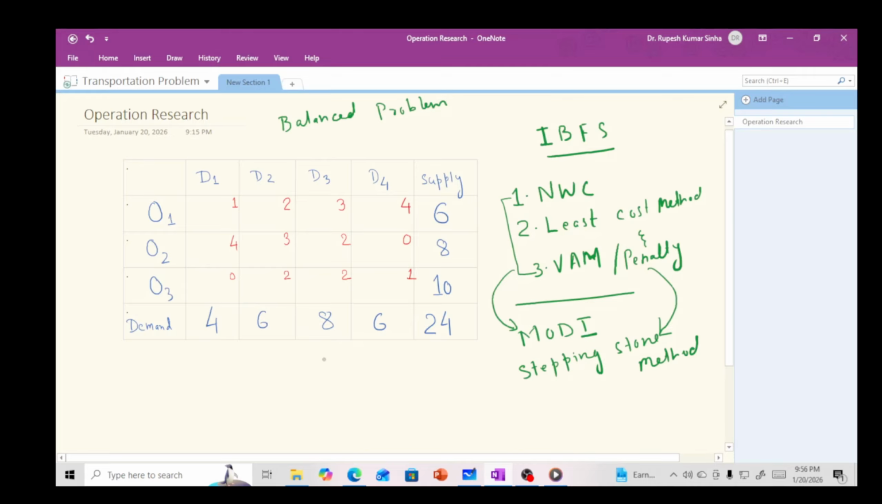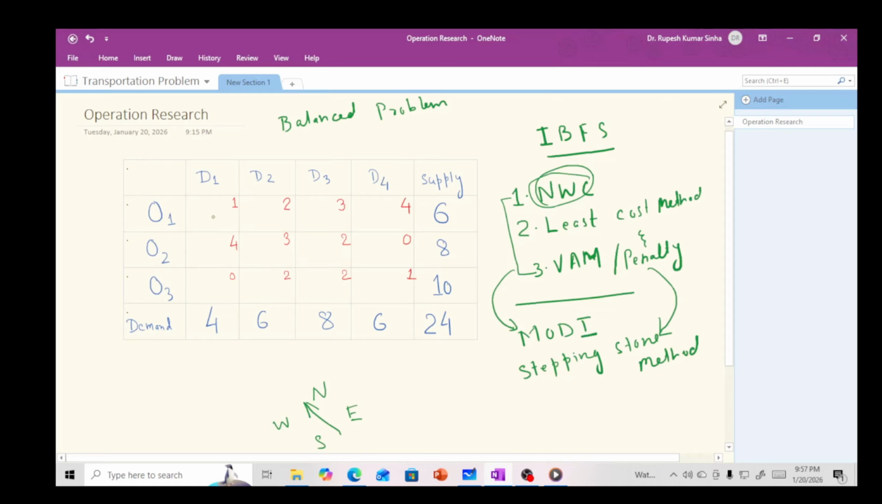Now we are going to solve it using the northwest corner rule. Let us see how. You know this is the north direction, east, west and south. So the northwest corner rule: this corner, this side, is the northwest corner.